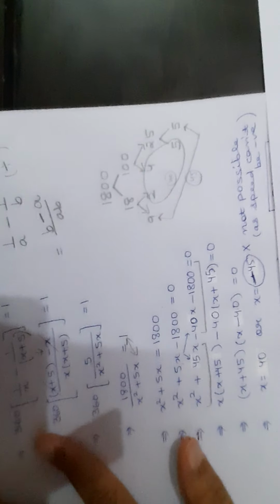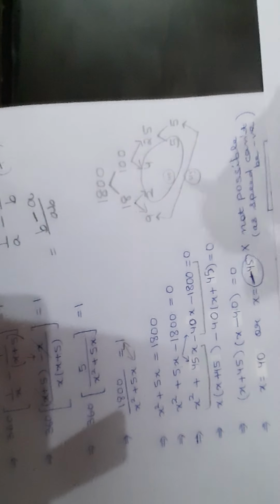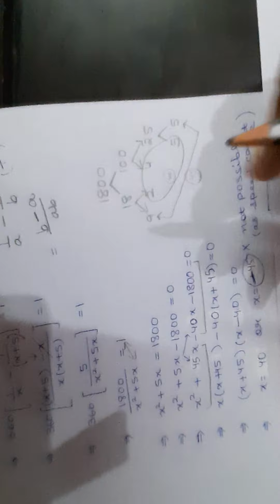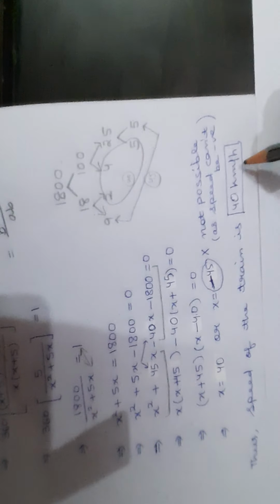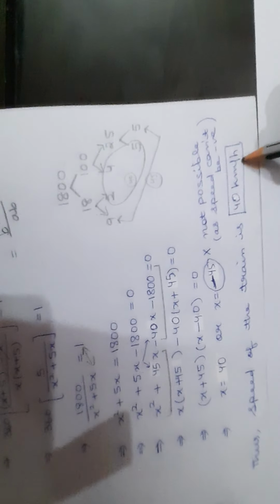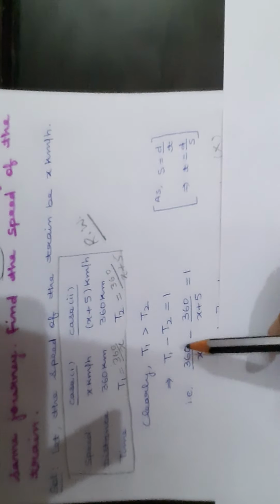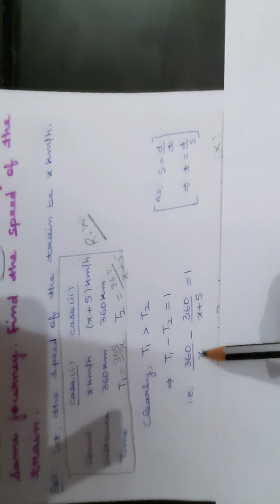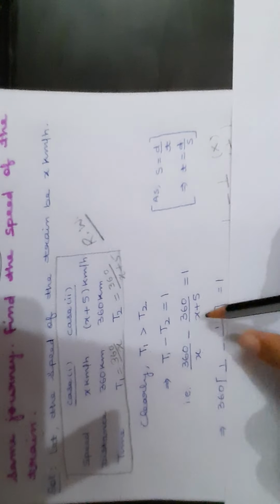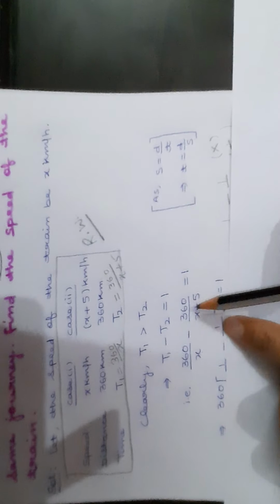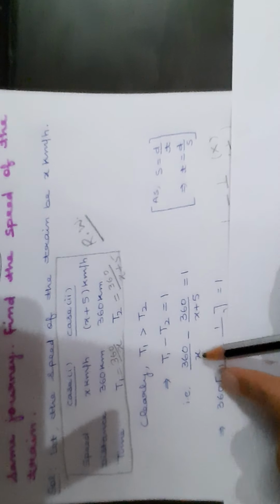Now, as x is the speed and speed cannot be negative, x equal to minus 45 is not possible. So, the speed of the train is 40 km per hour. Again, beta, you can cross check. See here, you get your x to be 40. 360 upon 40 is 9, and 40 plus 5 is 45, 360 upon 45 is 8. 9 minus 8 gives you 1. That means your answer is correct. Alright, thank you.